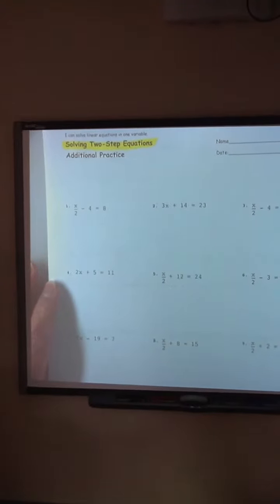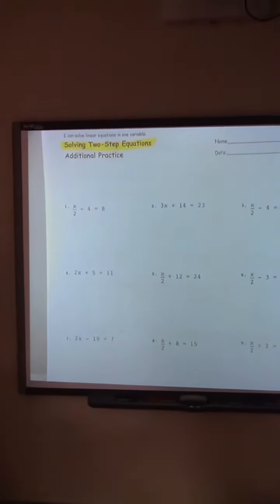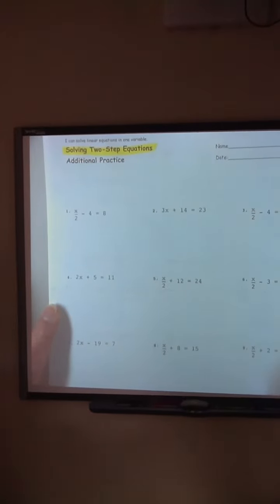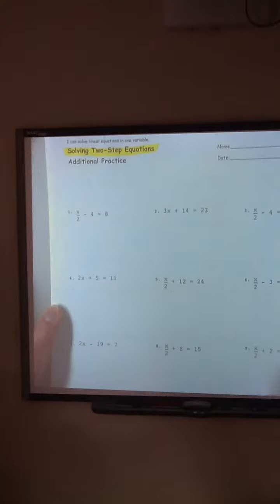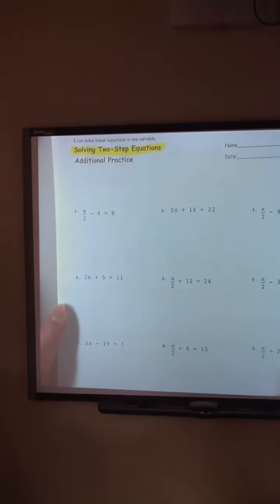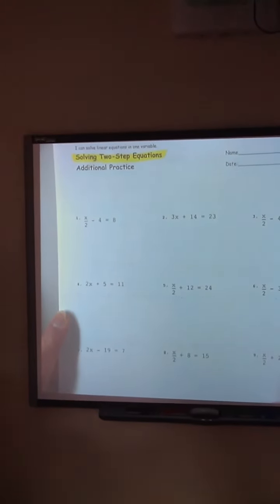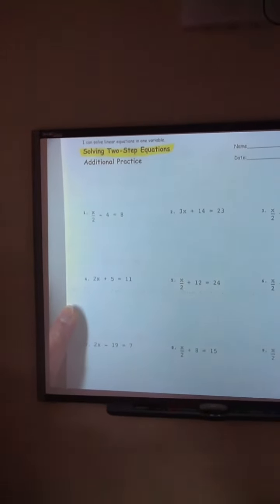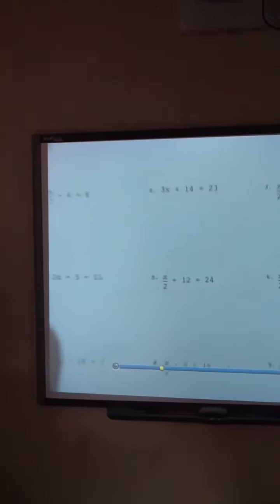Okay, in this lesson, we are going to learn how to solve a two-step equation. They're called two-step equations because there are two operations which need to be undone. To undo an operation, you do the opposite of what it says. We'll start with problem number 2.